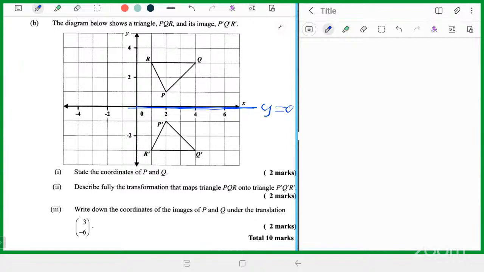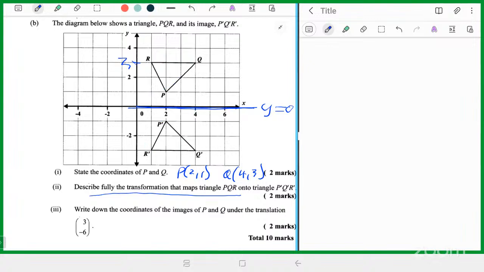All right, the question says, state the coordinates of P and Q. P and Q. So P is the point 2, 1. P is 2, 1. And Q right here is 4, 3. See, 2, 3, 4. Right, so the y value up here is 3. Right here is 3, where the Q is. So it's 4, 3. Q is 4, 3. 4 out here, 3 up. 4, 3.